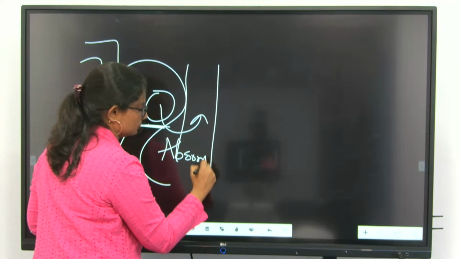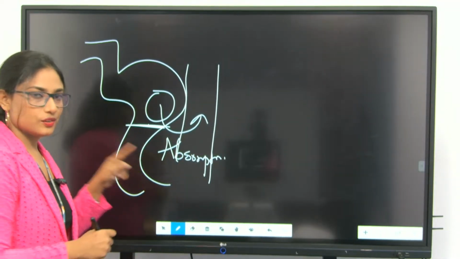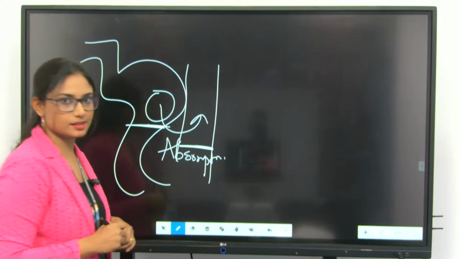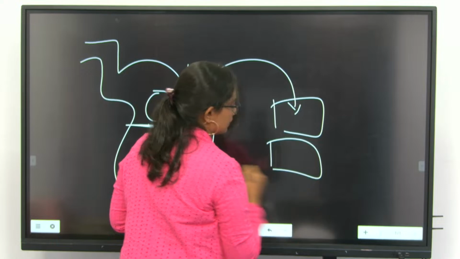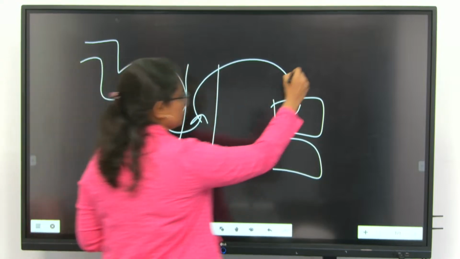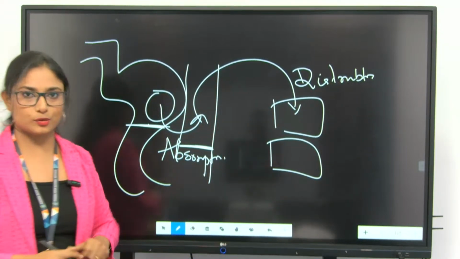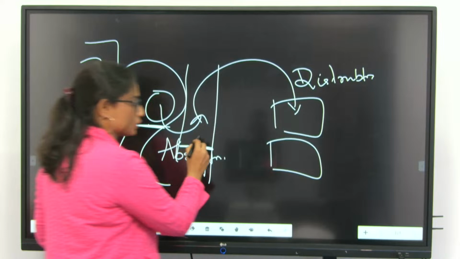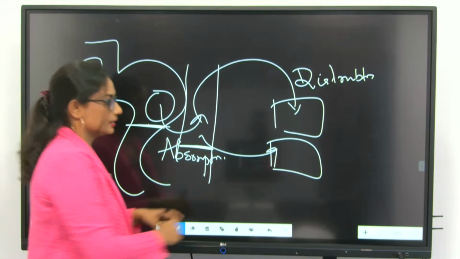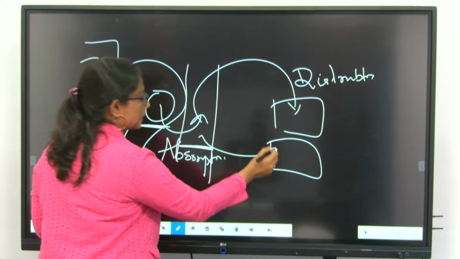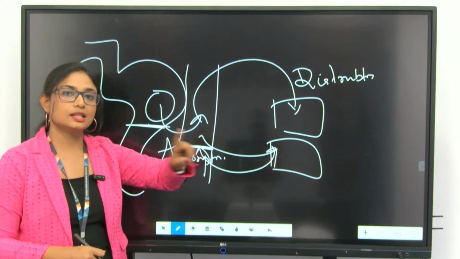Absorption. Now, what is distribution? The second process. The movement of drug from the plasma, or the systemic circulation, or the bloodstream, to the tissues or the organs is known as distribution. So I can say this distribution is a reversible process, because after getting distributed, after metabolism, it should get excreted out. For excretion, this distributed drug should come back into the bloodstream. Otherwise, it will cause accumulation and toxicity.